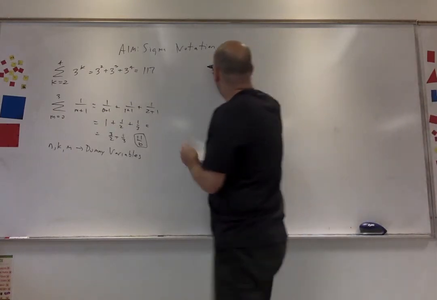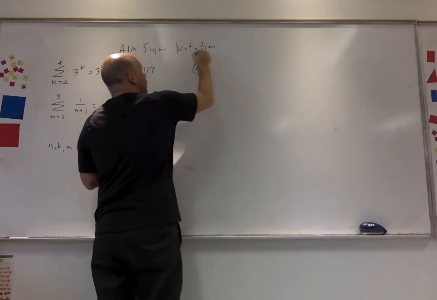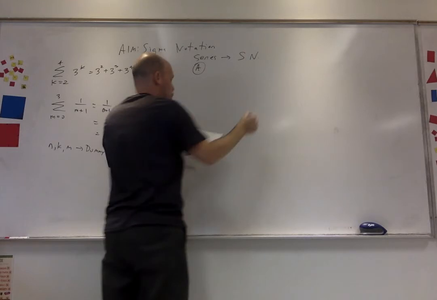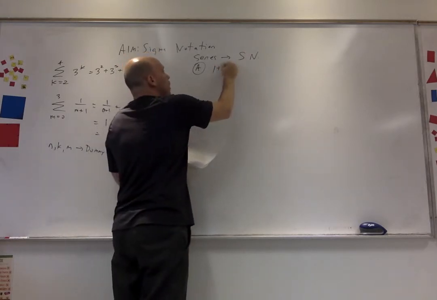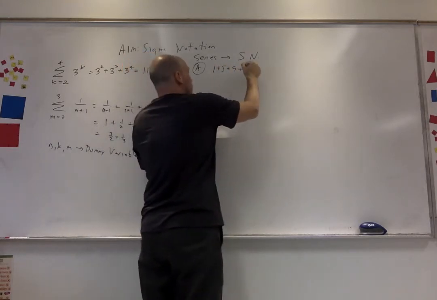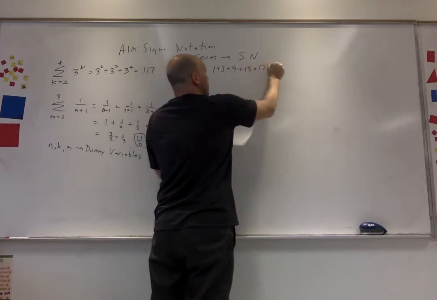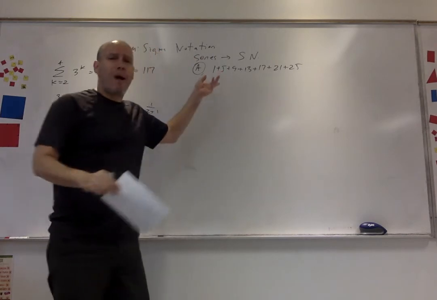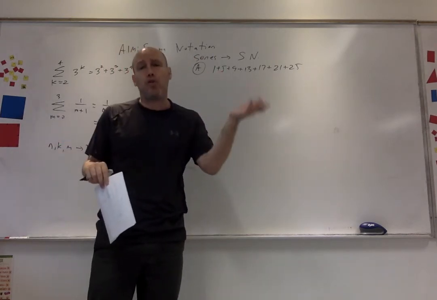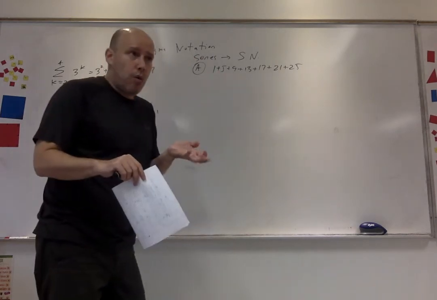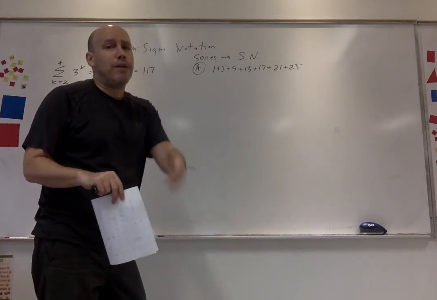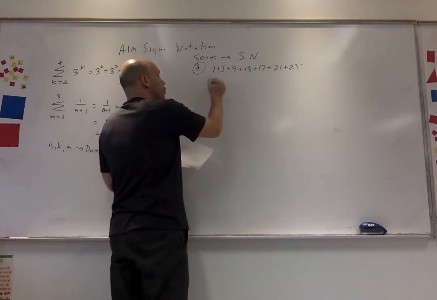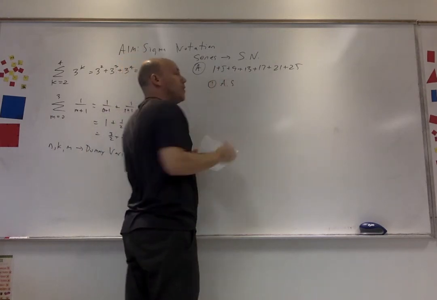So let's take the first example, going from a series to sigma notation. For example, I say 1 plus 5 plus 9 plus 13 plus 17 plus 21 plus 25. I don't want to write all that out. I just want to tell a computer to do that. How do I get it in my GDC, my computer? Well, easy. First, you know it's an arithmetic series.